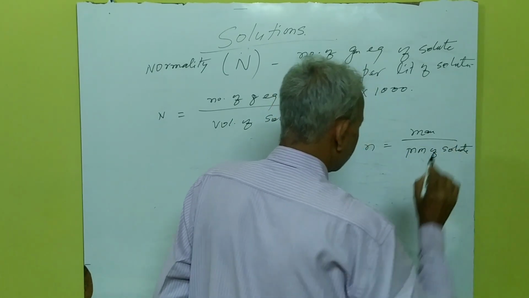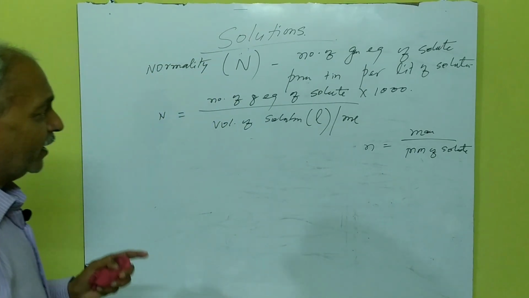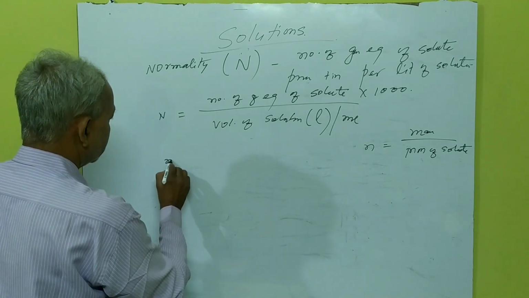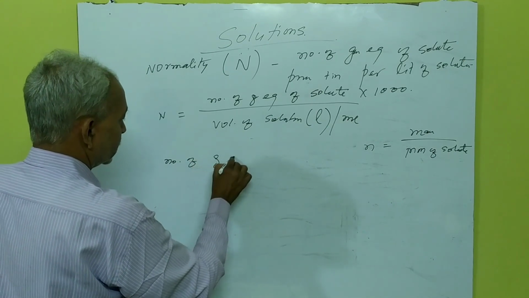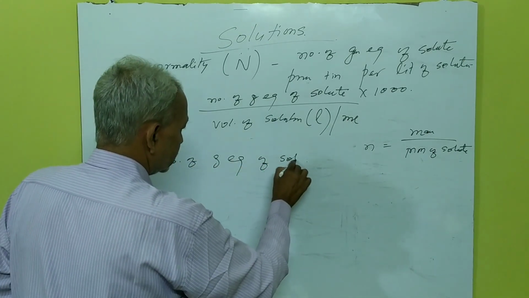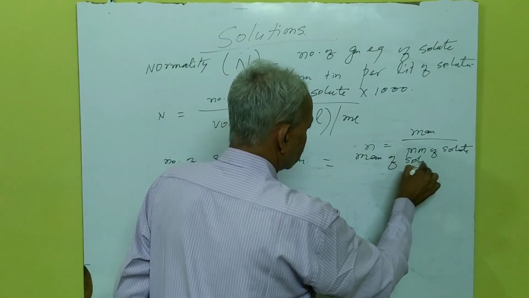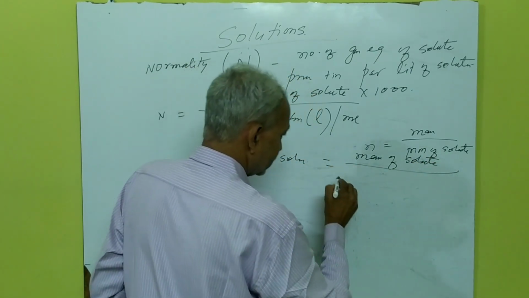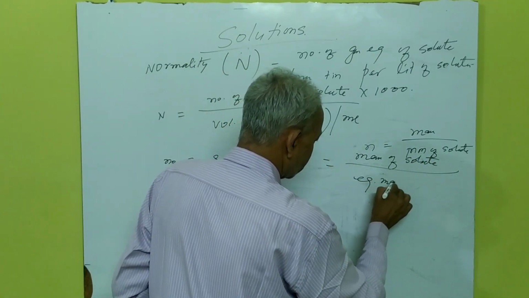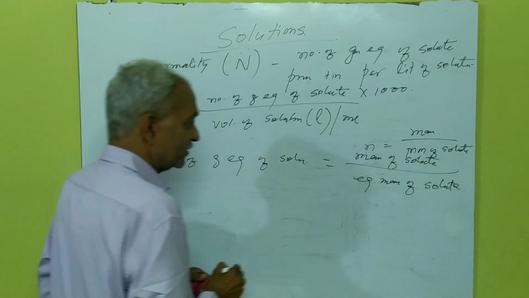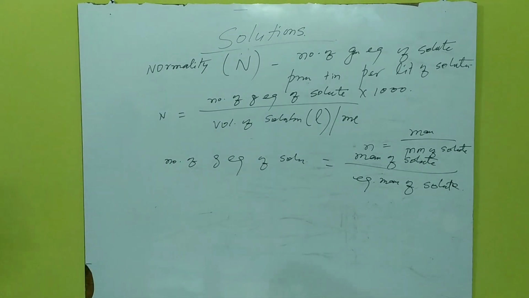So number of moles. In the same way, when we have to write the number of gram equivalent of solute, you have to remember that the number of gram equivalent of solute will be equal to mass of solute divided by equivalent mass, equivalent weight, equivalent mass of solute. So you have to change, in place of molar mass there is equivalent mass, right?